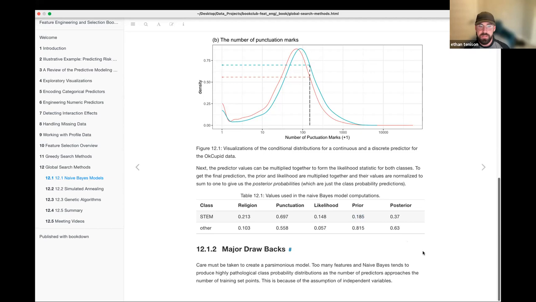The major drawback of naive Bayes in particular is that it assumes that your predictors are independent, or your samples, I'm not quite sure, probably both. That your predictors are independent of each other, which clearly is often not the case. If you have a large enough data set, that's not really a problem. Also, if you have a high number of predictors, that's a huge issue, right? And so that's where the global search methods come in, because we want a more parsimonious model that's simpler and gets rid of irrelevant features that would bias our naive Bayes model, essentially.